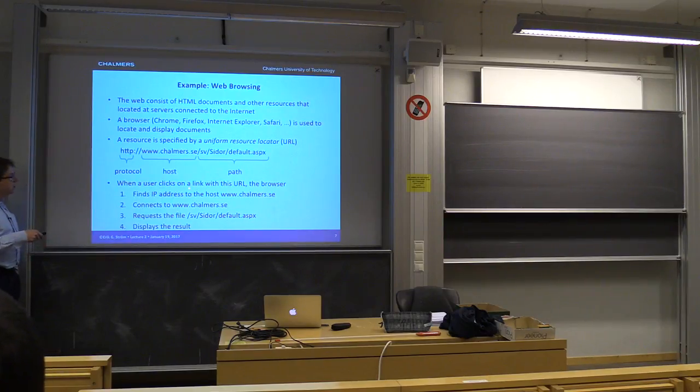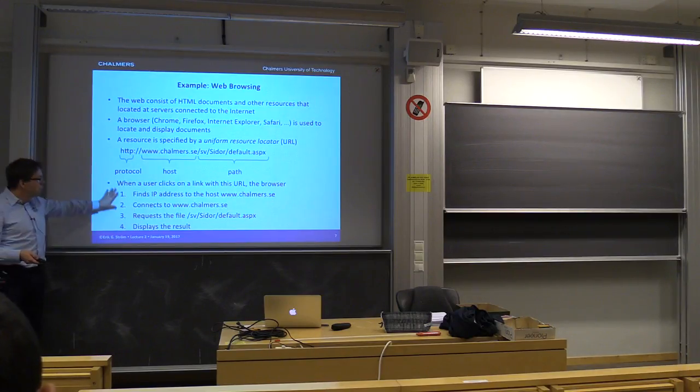So when a user clicks on a link which contains this URL or types it into the address field and hits return, what does the browser do? The browser then finds the IP address of this host, connects to the host, and then requests the file and then displays the results. These are the steps. Right? So let's see in more detail how this is done.